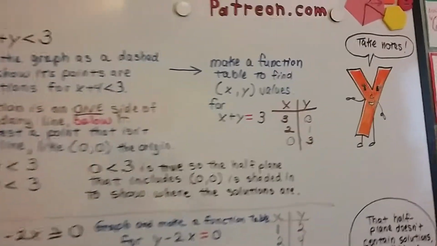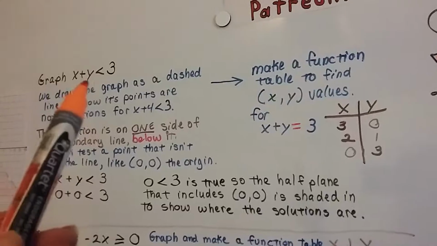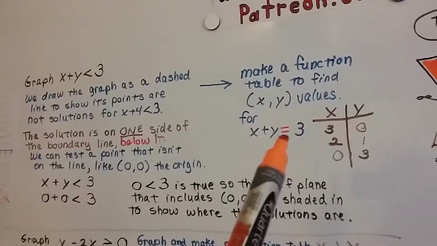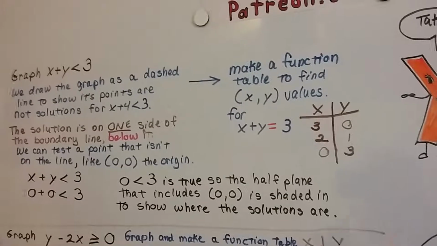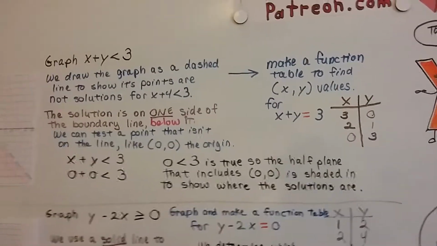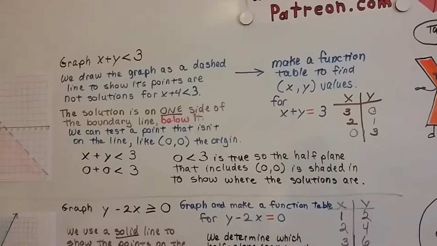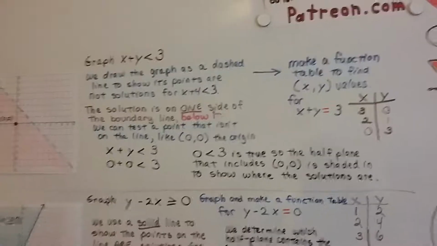We can make a function table to find the x, y values. What we do is take this inequality and put an equal sign here and then make a function table for the equals. That way we know where to put the dashed line. You remember how to make a function table, right? There'll be a link in this description going back to chapter 7. We did that like a month ago, okay?